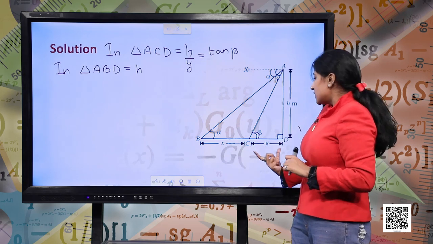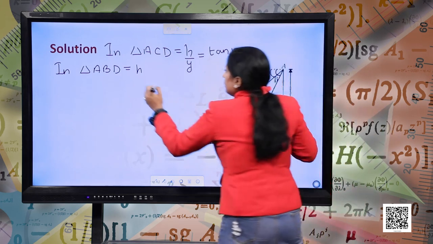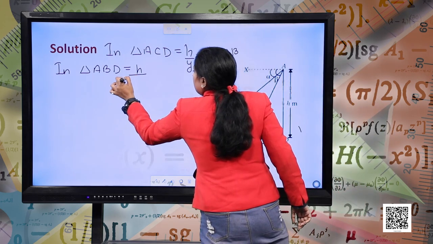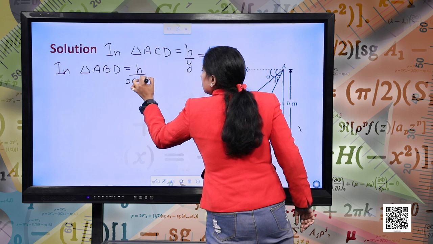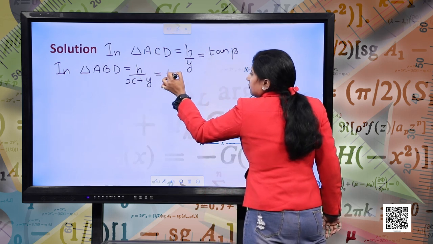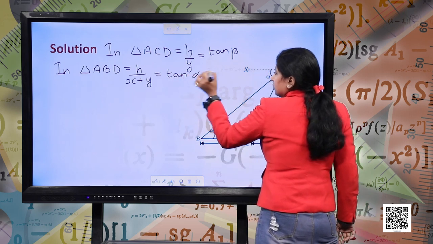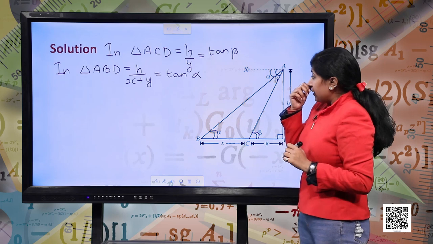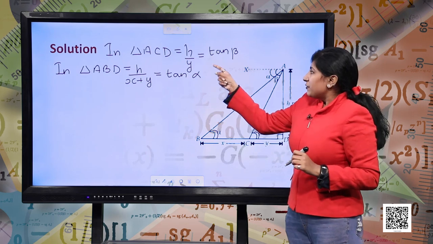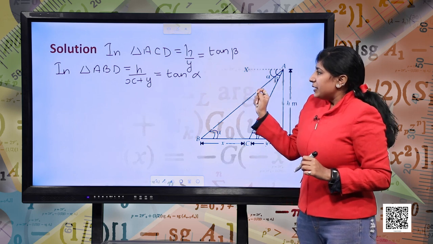This is X, this is Y. So the base BD is going to be X plus Y. So H upon X plus Y is equal to tan of this angle alpha. Now we need to find X. So if you cross multiply, you get H equal to Y tan beta.